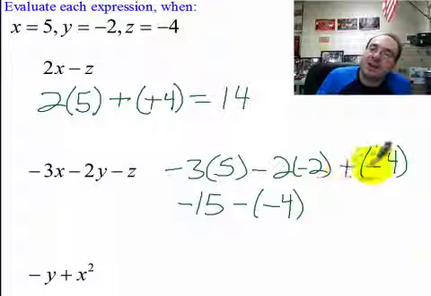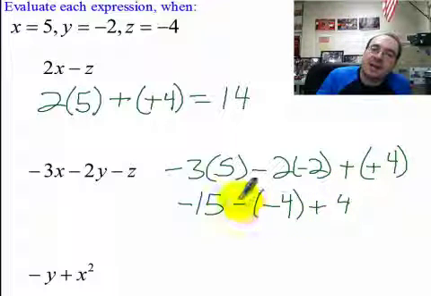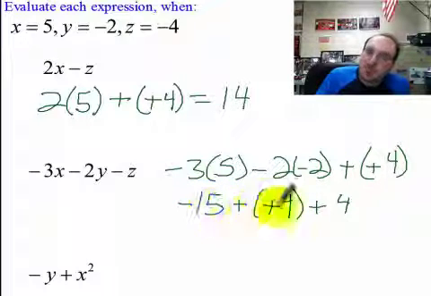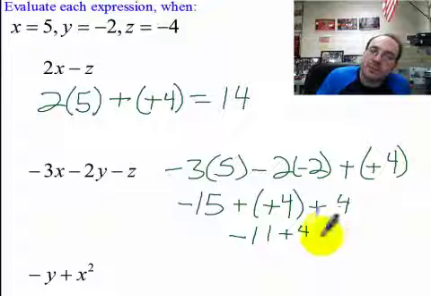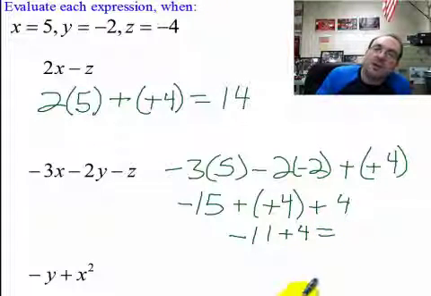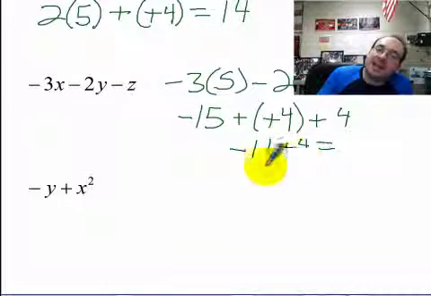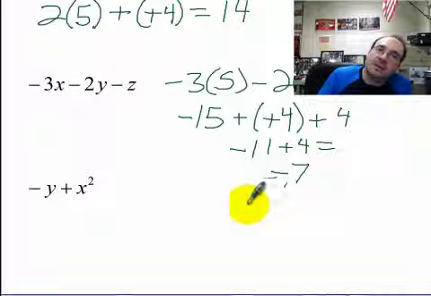And then this I go boom, boom, I get 4. And then boom, boom here. So negative 15 plus 4. Okay, and you find the difference. Keep the sign of the bigger. You get negative 11 plus 4. Find the difference and keep the sign of the bigger. You end up with negative 7.